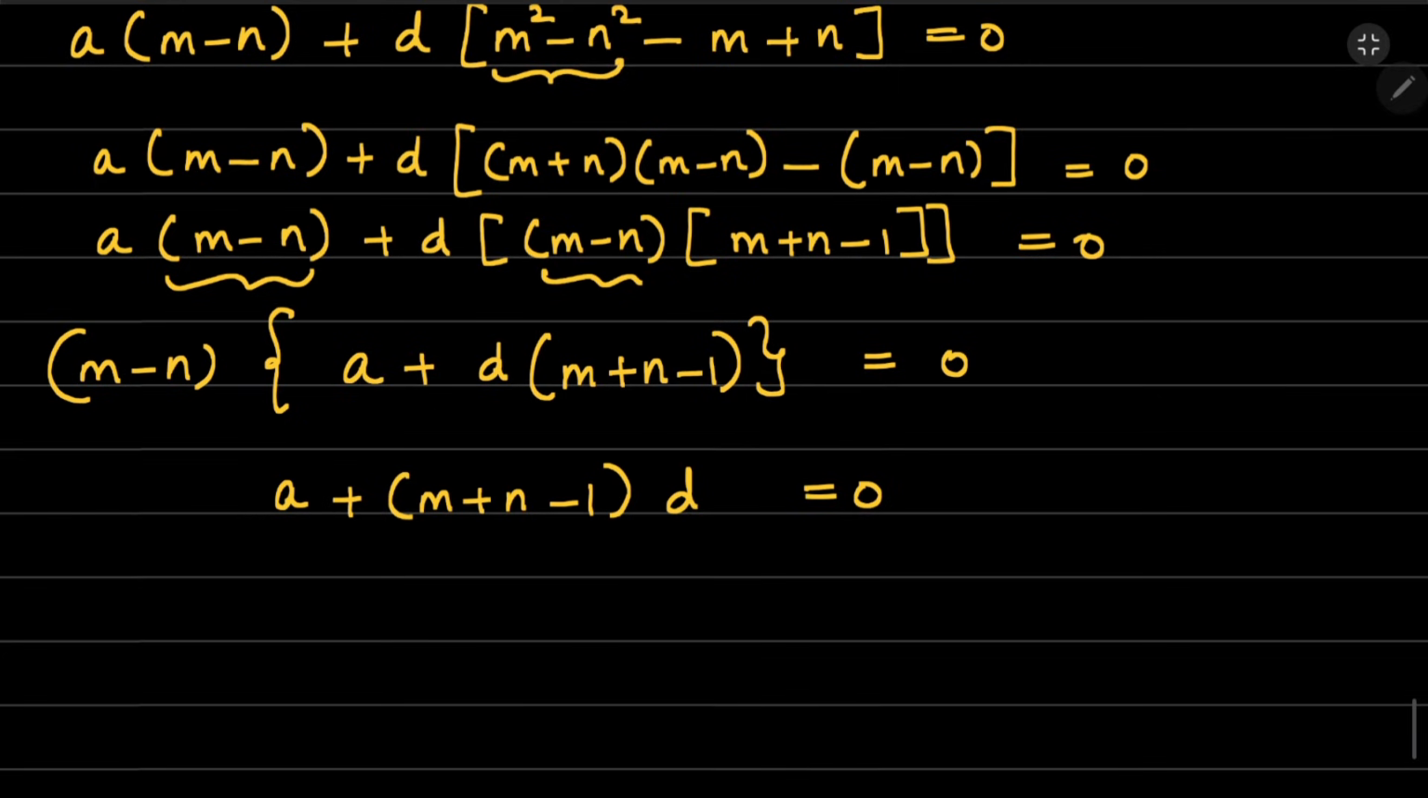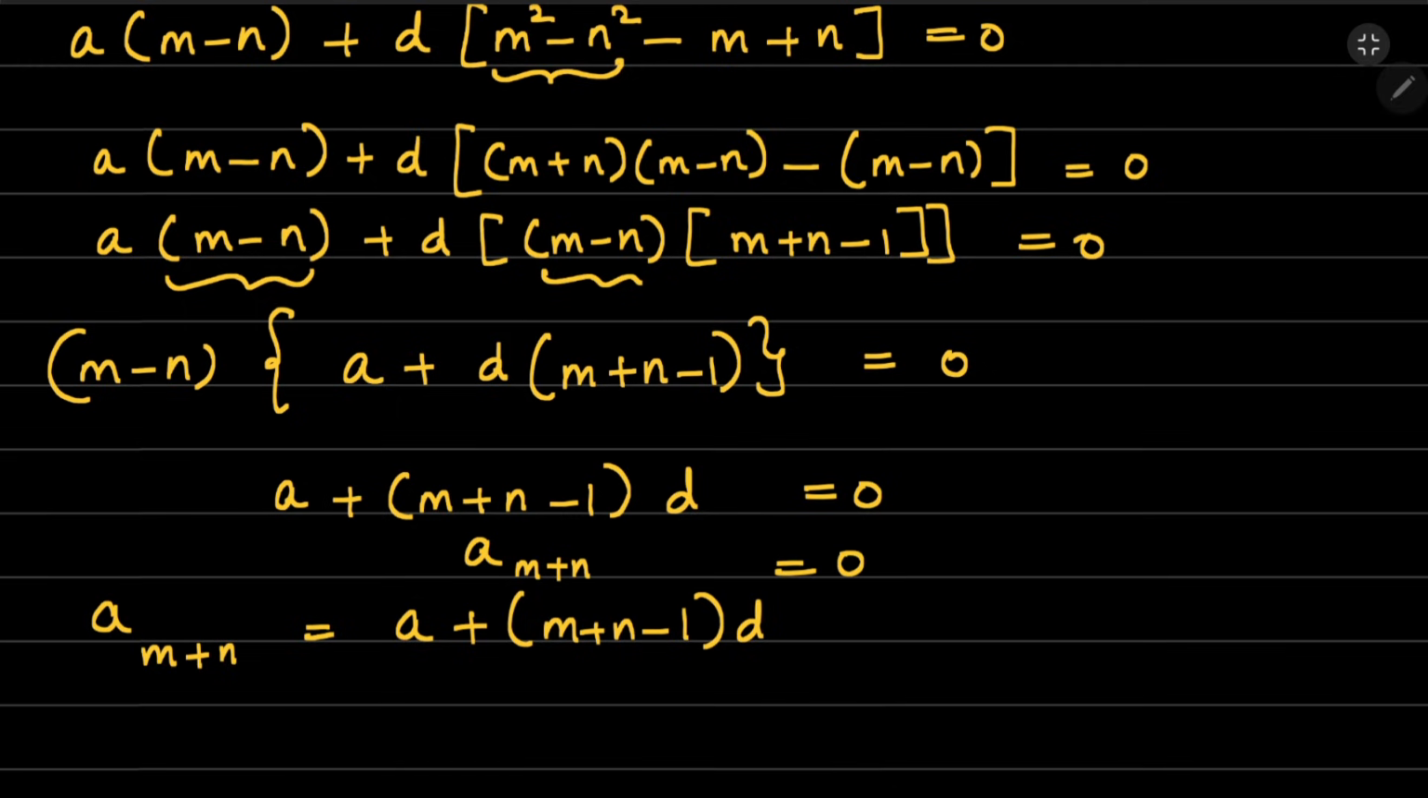So this is of the form, what is it? So if you have to write the (m plus n)th term formula, what will it be? a plus (m plus n minus 1) into D, isn't it? So this is nothing but the (m plus n)th term formula: a plus (m plus n minus 1) into D is equal to 0. I hope you understood.